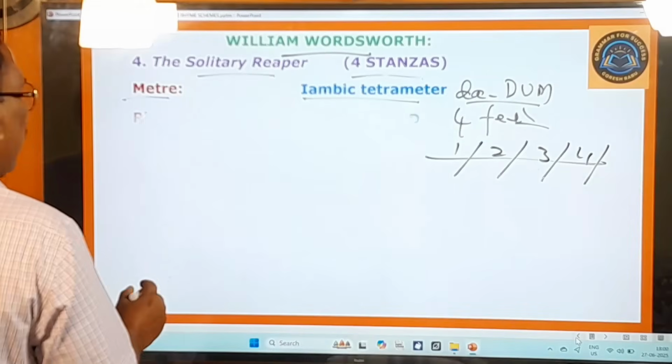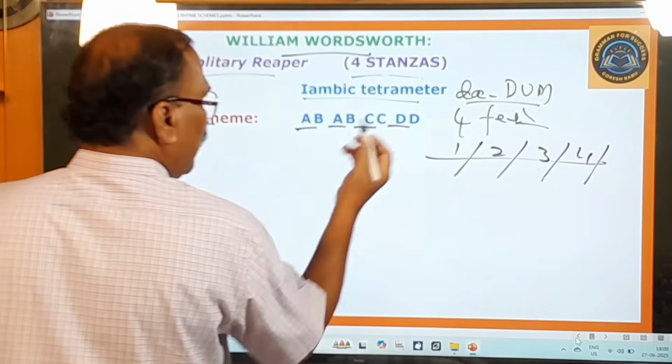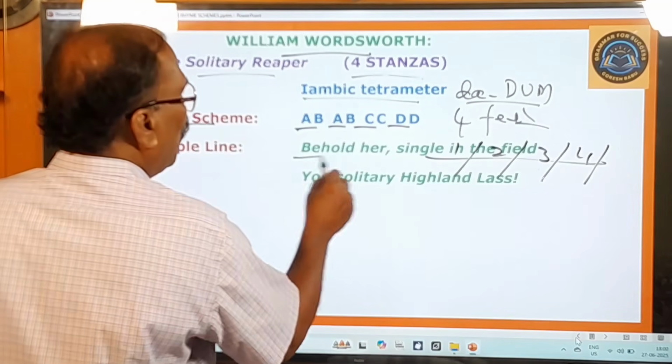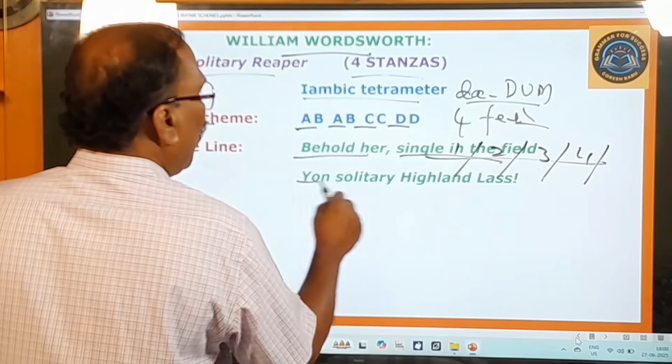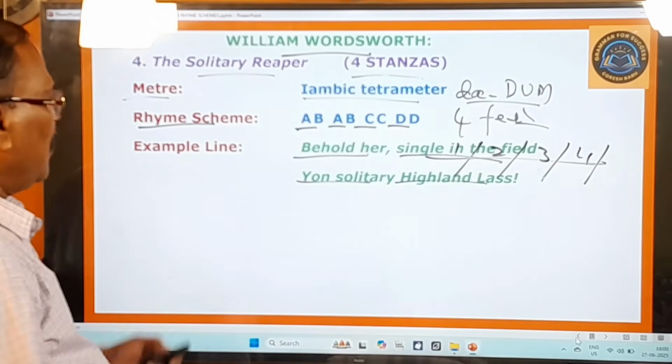Okay, and here you pay attention. Rhyme scheme. What is that rhyme scheme? A B A B C C D D. Okay, that is the rhyme scheme. And one example is given here: "Behold her single in the field, yon solitary Highland lass." So Highland lass means Highland girl. You know that very well.